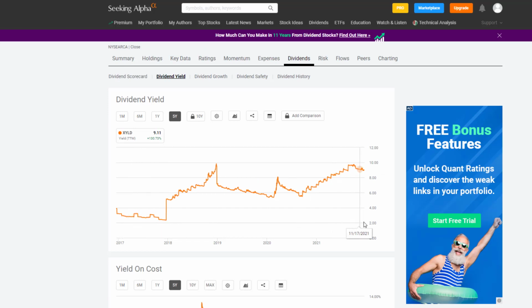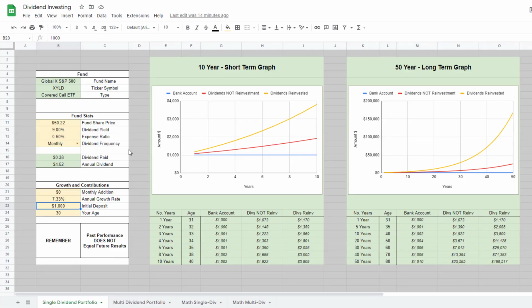A few years back it was at 2 to 3% yield, got up to about 10%, and then they had to drop it and then it has slowly climbed back up here in 2020. It's sitting around 9%. So let's take those numbers and go back to our dividend investing calculator.